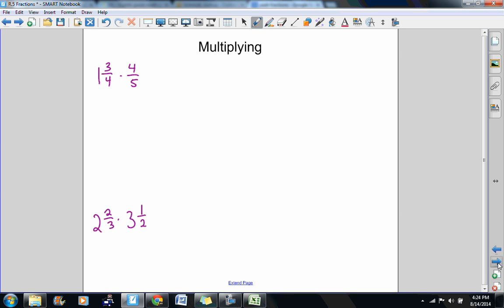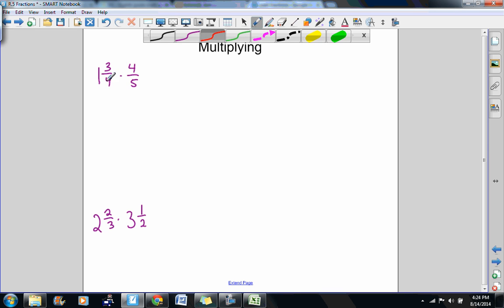For multiplying fractions, just like decimals, you could find a common denominator, like decimals with multiplying. You could line up the decimal place, but it will add extra work. When we're multiplying fractions, the easiest way to do it is to just multiply across the tops and across the bottoms, or across the numerators and across the denominators. But I have to make them improper fractions first.